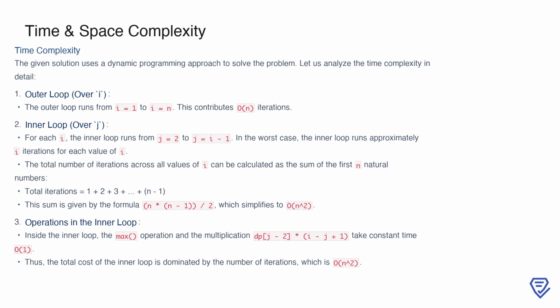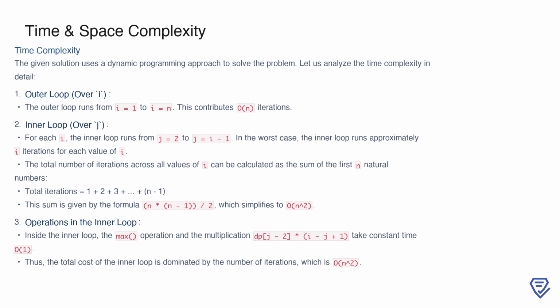To analyze the time complexity of our solution, we begin with the outer loop, which runs from 1 to n. This means there are n iterations in total, and this contributes O(n) to the time complexity. Within each iteration of the outer loop, we have an inner loop that runs from j equals 2 to i-1. In the worst case, the inner loop could run up to i iterations for each value of i. When we sum up all these inner loop iterations across all values of i, it forms the sum of the first n natural numbers. Using the formula n times n-1 divided by 2, we can see that the total number of iterations is proportional to n squared, or O(n²).